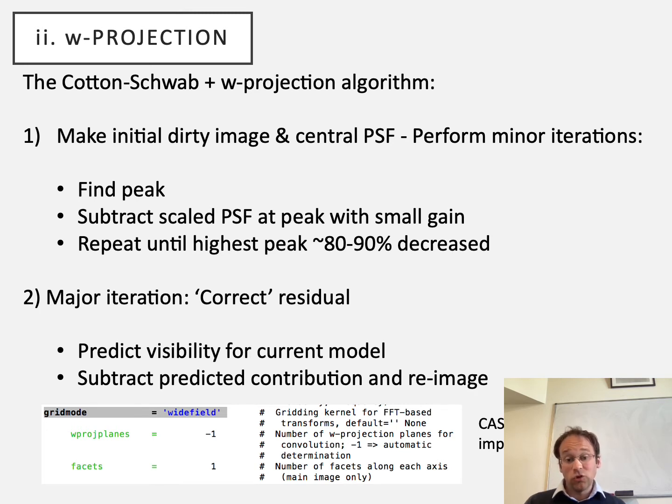And once you've done that, you should end up with an image that is both clean and deconvolved from the point spread function, and that is devoid of the effects of ignoring the W term, because we've now correctly dealt with that. So I'm now going to show you what I mean when I talk about either ignoring the effects of the W term or correcting for it.